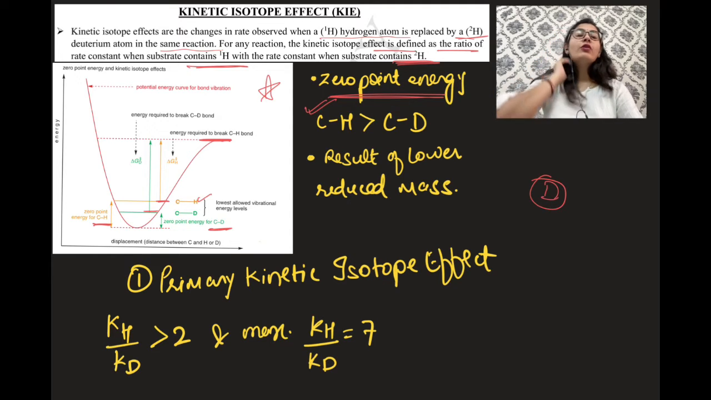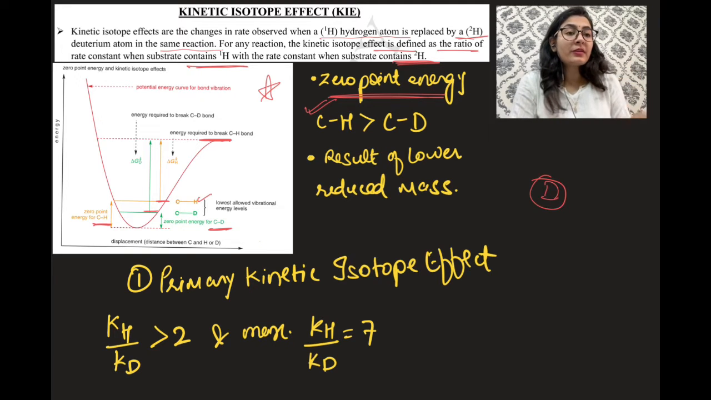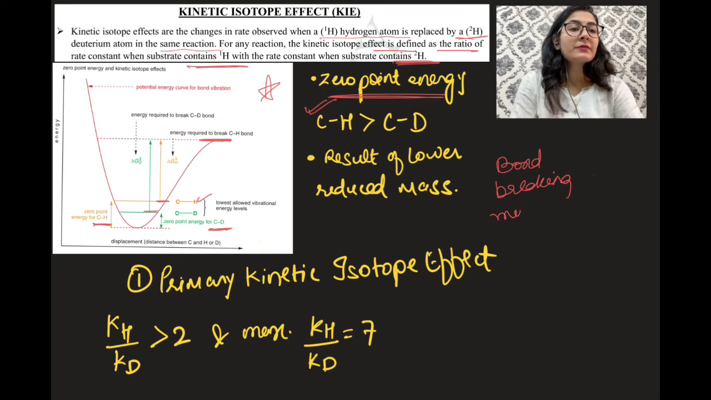Now, we always see the kinetic isotope effect if the carbon hydrogen bond breaking is necessarily in the rate determining step. So take care of this. It's a very important point, guys. You have to remember this, that the bond breaking must be in the rate determining step.